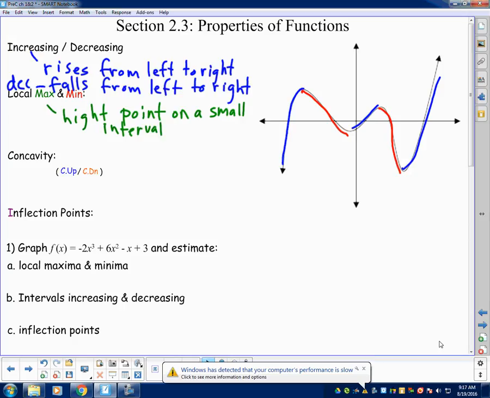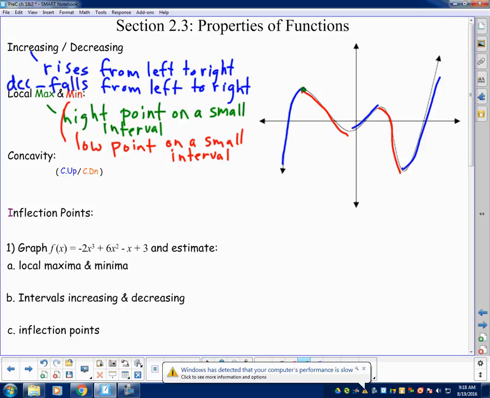And a min is a low point on a small interval. So I should back up a little bit. Increasing and decreasing is a specific interval. It's not a point. A max or a min is a specific point. And usually with local maxes and local mins, we just list the x-coordinate of the point. That's it.